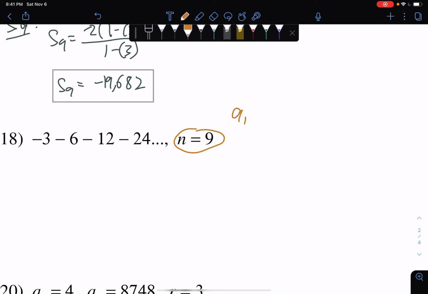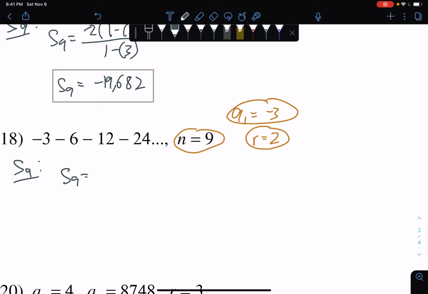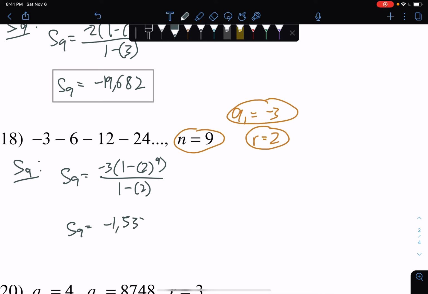n is equal to 9, a sub 1 is equal to negative 3, and our r is equal to 2. Alright, S sub 9 is equivalent to negative 3 times the quantity 1 minus r raised to 9 divided by 1 minus r. So S sub 9 is equivalent to, place the entire expression in the calculator, and our answer would be negative 1,533.